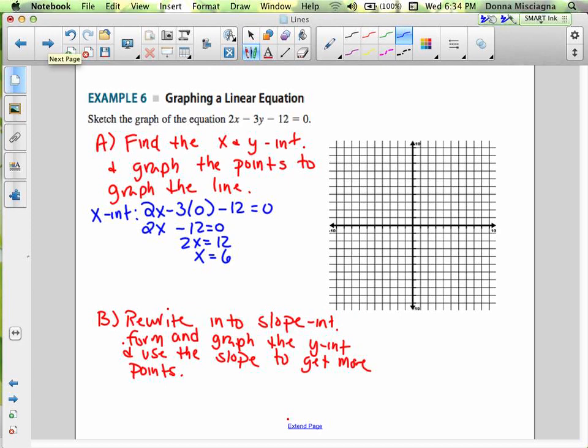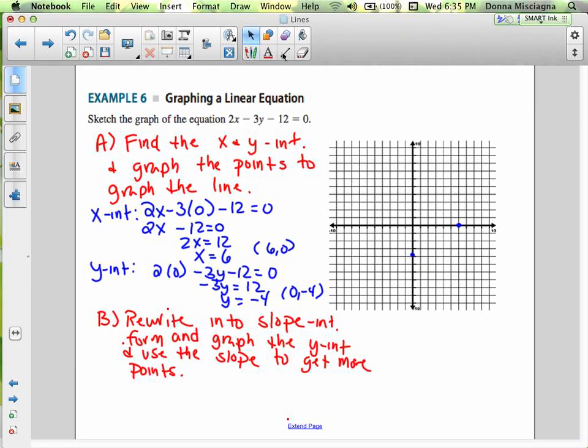Let's find the y-intercept. So for the y-intercept, substitute 0 for x and solve for y. So 2 times 0 minus 3y minus 12 equals 0. Negative 3y equals 12, so y is negative 4. So we have 2 points, (6, 0) and (0, negative 4). We could graph those 2 points, and then connect the 2 points to graph the line.